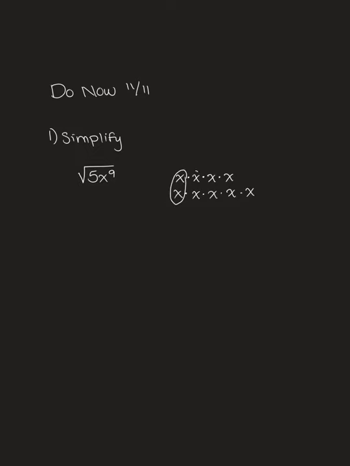So we have 1, 2, 3, 4 groups of 2 with 1 left over. So that means that 4 x's can come out, and what's left over is 5 and then 1 x.